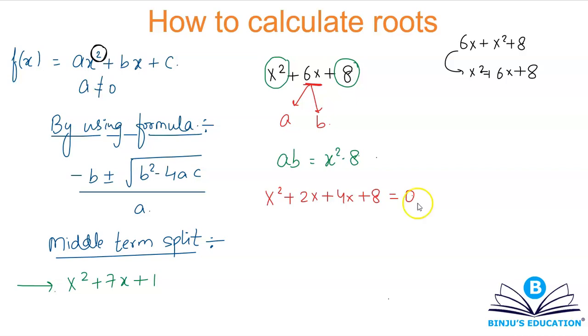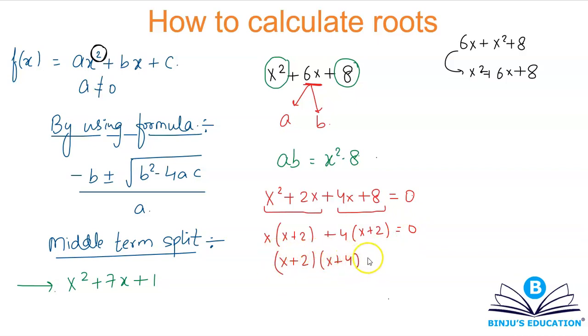Now you can group them. Group these two and group these two. So x into x plus 2 plus 4 into x plus 2 is equal to 0. Then you can take x plus 2 common again: x plus 2 into x plus 4 is equal to 0. So you're going to get x is equal to minus 2 and x is equal to minus 4. These are your two roots.